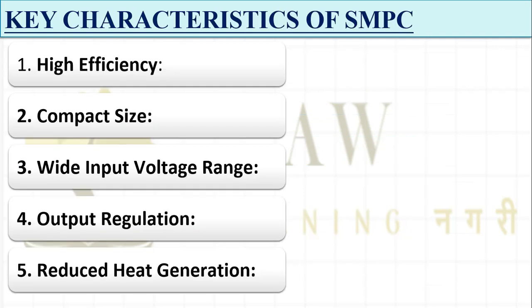Now what are the key characteristics of the switched mode power converter? High efficiency: they utilize very high switching frequency devices in their converter. Because of this, their energy conversion ratio is very high. Second thing is compact size. As I already told you, these are very small devices. Then wide input voltage range.